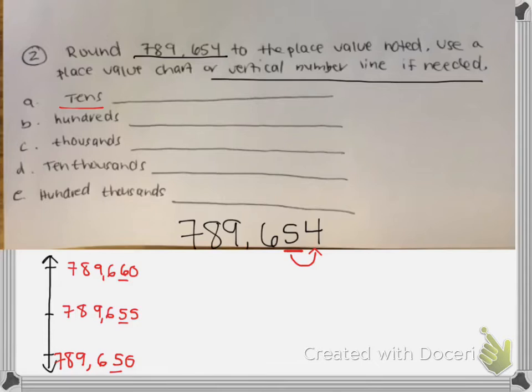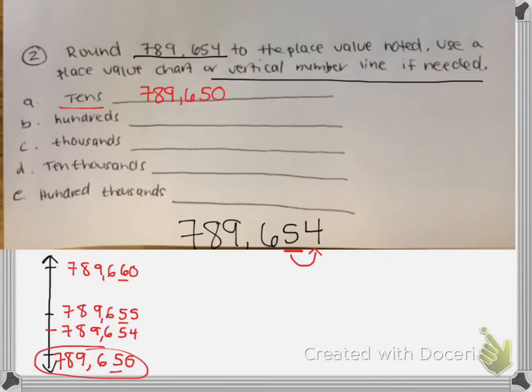Well, this 4 tells us that it is below the midpoint. Right? It is definitely below the midpoint, so we are rounding to our minimum number. That's 789,650. Cool.